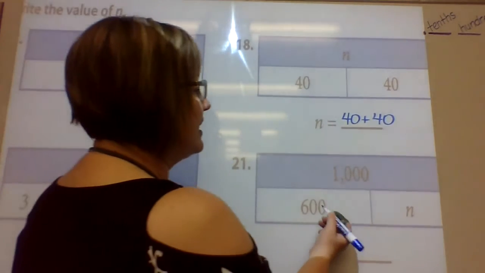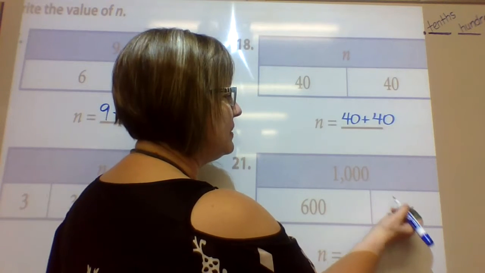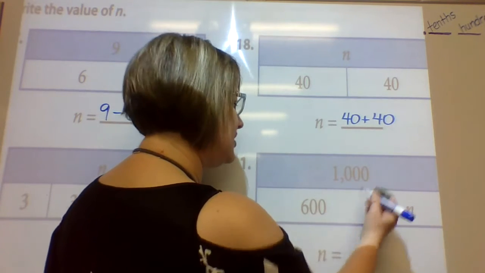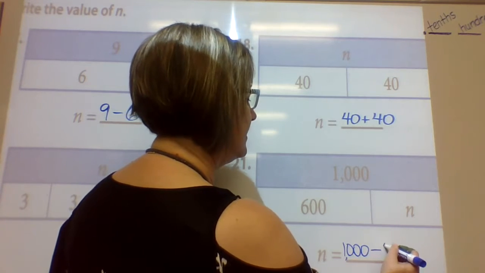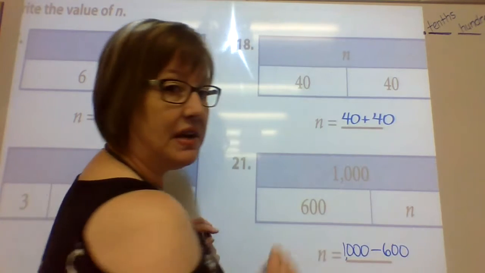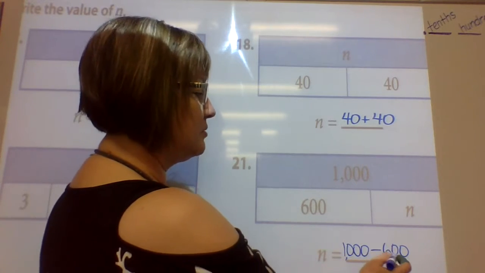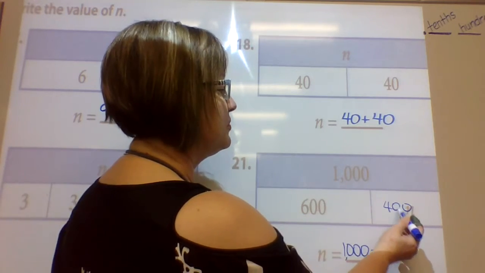Okay, and then this one, what do we do to 600 to get to 1,000? We would need to add these two together. So in order to figure out what that one is, we have to do 1,000 minus 600 to figure out what n is. Do you see? It's going to be 1,000 minus 600 is 400. Let's check it. Okay, 600 plus 400 is 1,000.